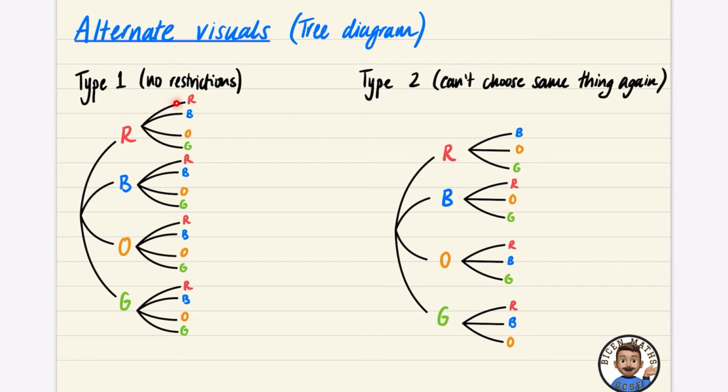And then after he's picked red, he's got 4 choices for each of the original choices. So there were 4 choices, and for each sub part there were 4 choices. So that's how we ended up with that 4 times 4. With type 2, when you can't choose the same thing again, you'll notice that the red has gone, the blue has gone, the orange has gone, and the green has gone. So with the 4 original branches, the new branches, there's only 3 of them. So that's why there's only actually going to be 12 different combinations from this one.